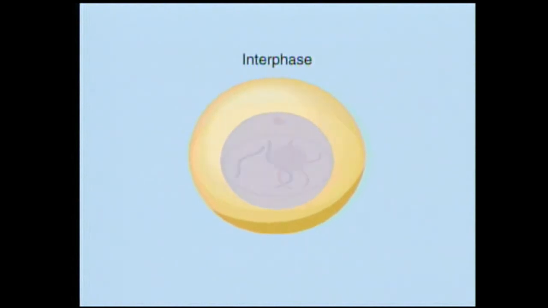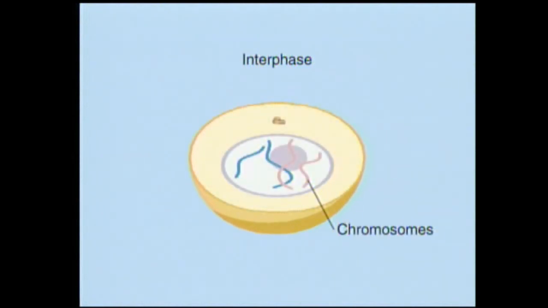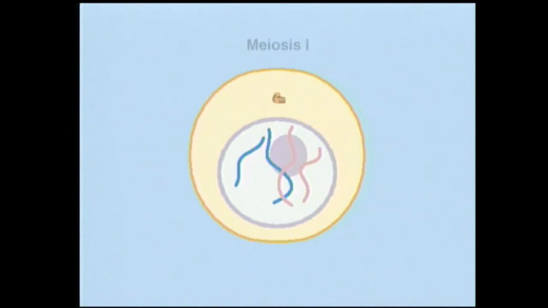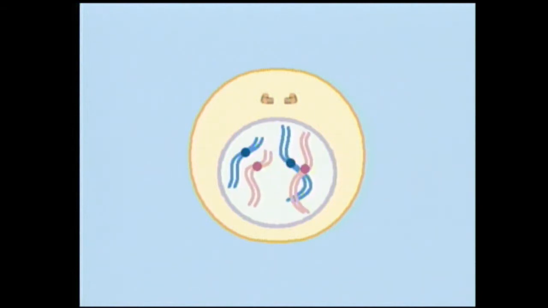Imagine a diploid cell during interphase. The chromosomes are long, thin strands of DNA within the nuclear envelope. There is a single pair of centrioles near the nucleus. Near the end of interphase, the cell prepares for the first phase of meiosis, meiosis 1. The pair of centrioles duplicates. Each chromosome is replicated. Homologous chromosomes begin to group together.